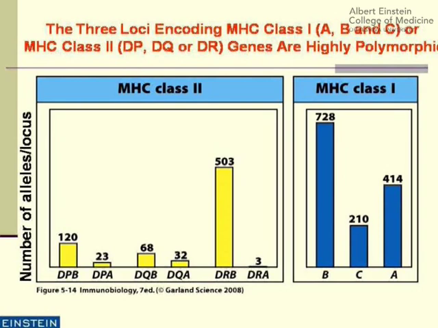DQ, and DP, because each one has an alpha chain and a beta chain, so DPB is the beta chain, DPA is the alpha chain, what this is telling you is the number of alleles per locus. So for the DP beta chain, there are 120 different genes that can encode for that, for the alpha 23, et cetera, et cetera. If you go now to Class 1 MHC, you're obviously only seeing one bar because you only have one chain. The beta 2 is exactly the same for everything, but you have HLA A, B, and C, and each one of those has, again, a tremendous number of potential genes that can encode for that locus.